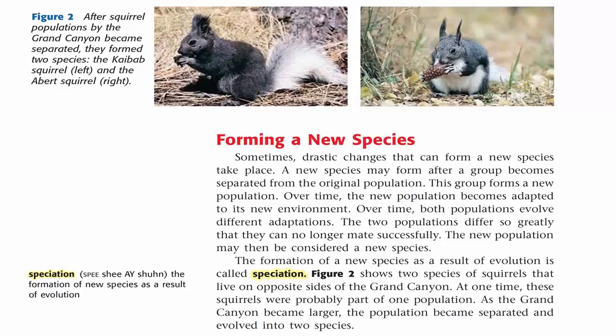The new population may then be considered a new species. The formation of a new species as a result of evolution is called speciation. Figure 2 shows two species of squirrels that live on opposite sides of the Grand Canyon. At one time, these squirrels were probably part of one population. As the Grand Canyon became larger, the population became separated and evolved into two species.